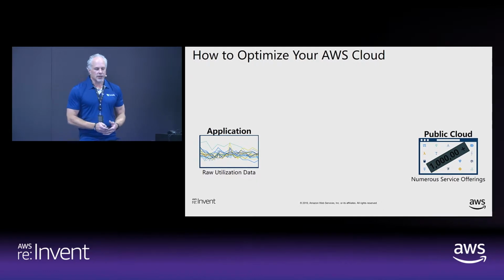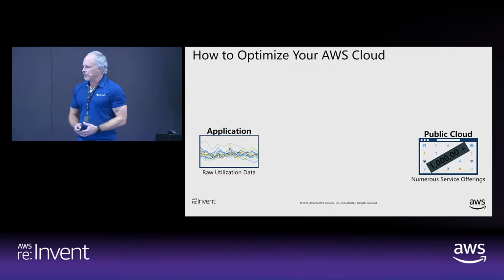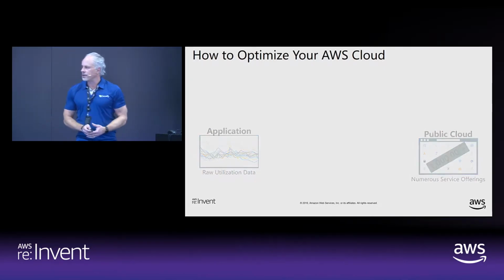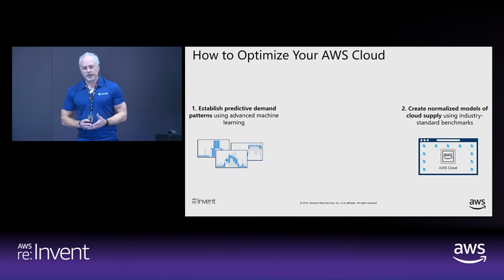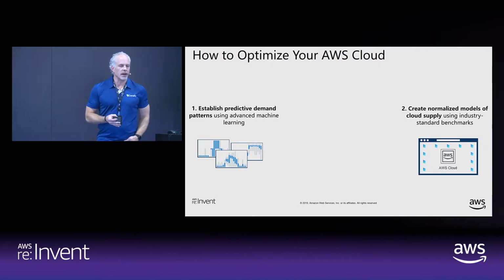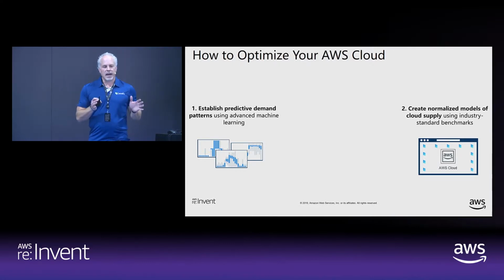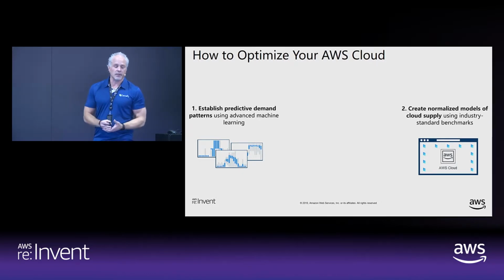So how do we actually get to optimize the cloud? That's interesting. So first thing is understanding the raw utilization data and the numerous service offerings. Between those two things, the first thing you have to do, and a lot of companies have approached this using smart guys with spreadsheets or some of the cloud bill readers. We'll talk about those things in just a moment. But first thing you have to do is establish a predictive demand pattern using advanced machine learning. The idea is that we want to understand what those workloads have done over time, say the past 30, 60, 90 days for certain classes of workloads, and predict what they're going to do in the future.